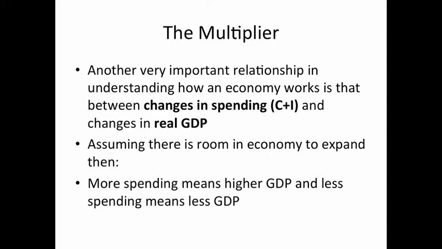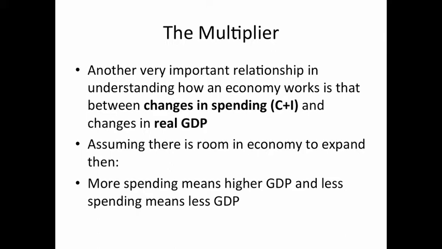So having established there's this link between money spent in the economy and output, real GDP, what happens when there's a change in spending in the economy? So we spend more or less money. How does that affect real GDP? And so we assume here that there's room in the economy to expand. Therefore, very simply, more money spent means higher GDP.